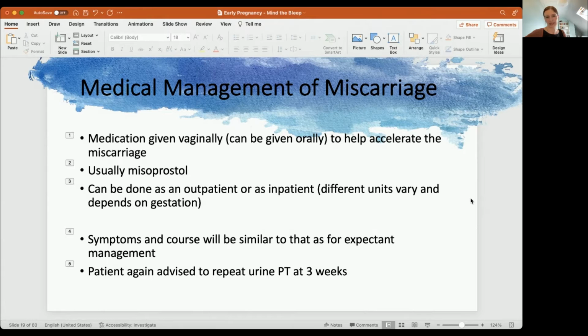Essentially, it's very much like expectant management. Just the idea is you have the medication, it brings on the miscarriage within the next couple of days, rather than waiting however long it takes for the body to decide to have a miscarriage. Again, once they think they've passed the pregnancy, we just advise them to repeat a pregnancy test 3 weeks afterwards. They don't necessarily need a scan or anything like that. Again, some units will vary in what they do with that.